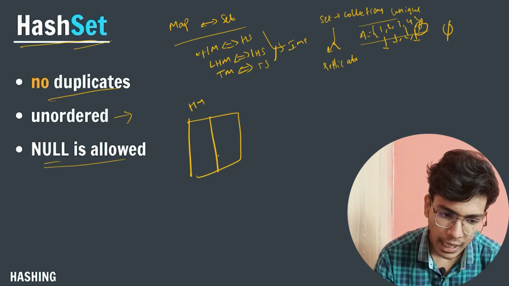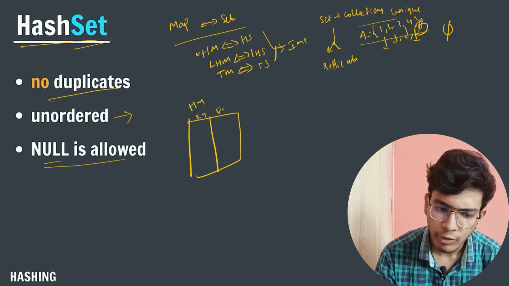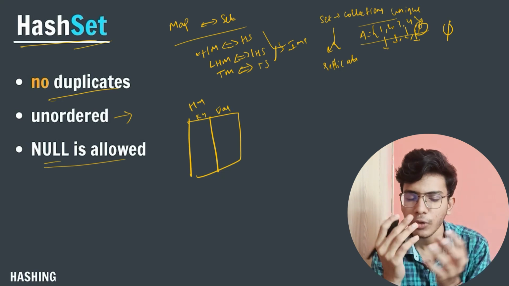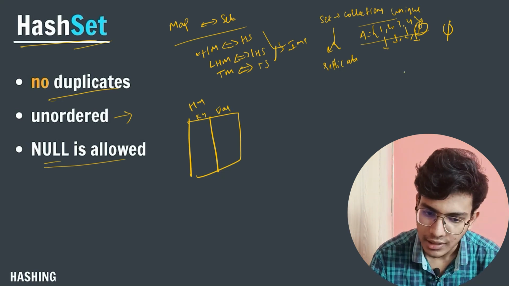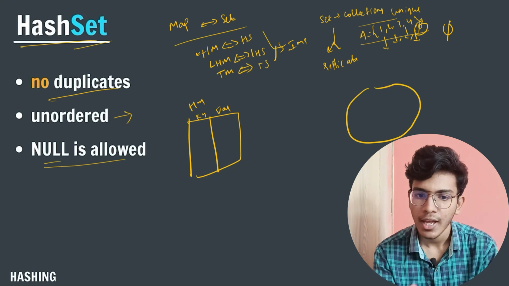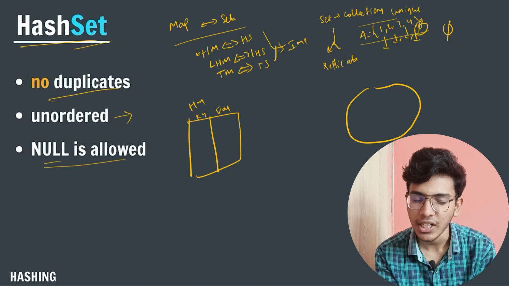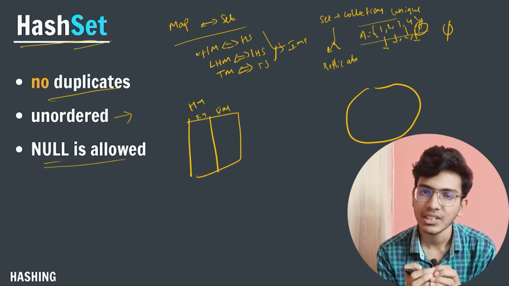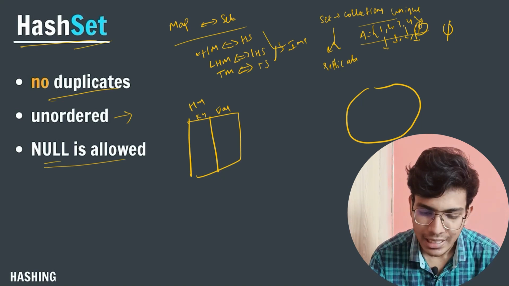Like this. Here we will have key, here we will have value, and we will store it. Now to visualize, we visualize a hash set something like this. You can say in a form of a set. This is how we represent a set in a Venn diagram, right? So in the form of a set we represent hash set.